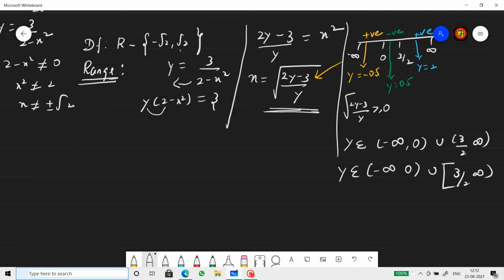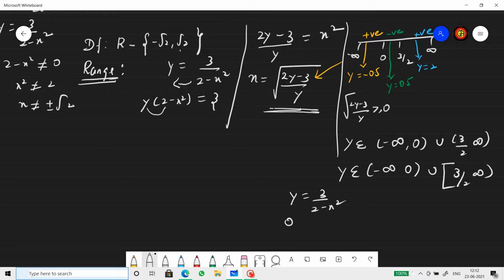Alright. Now, what is the value that we particularly excluded here? We excluded 0 from y. Now think about it, can there be any x value that can give y as 0? For that, what do we do? We substitute y in the question. y is 3 by 2 minus x square.